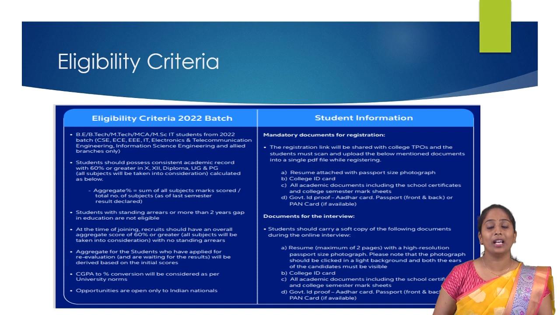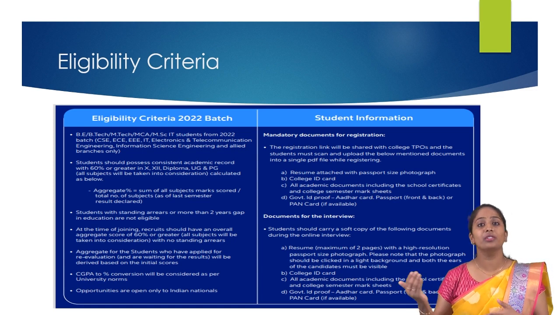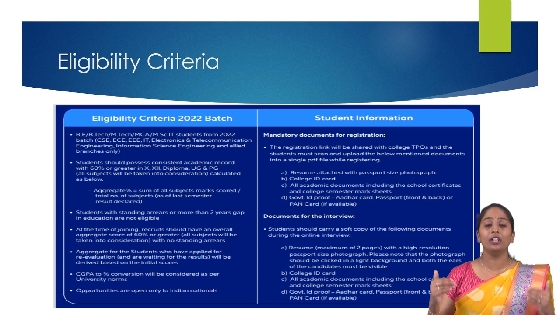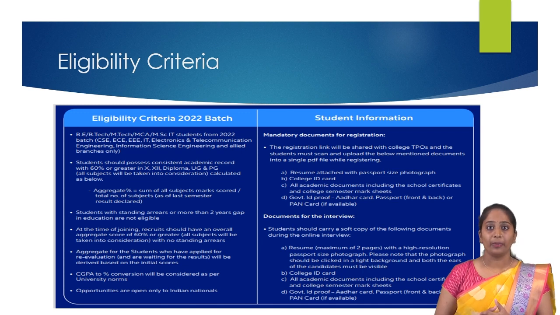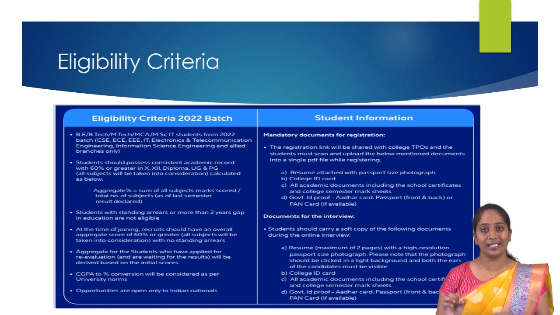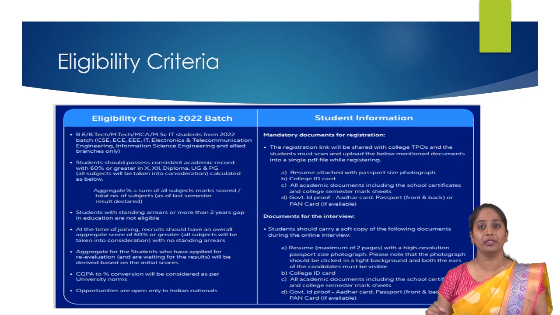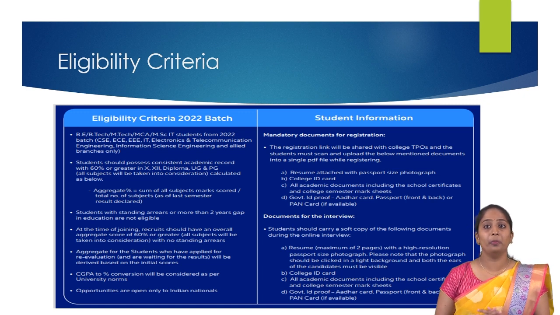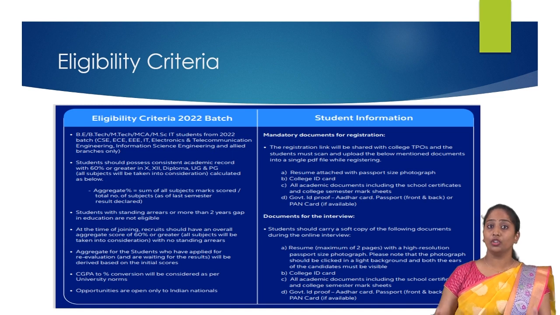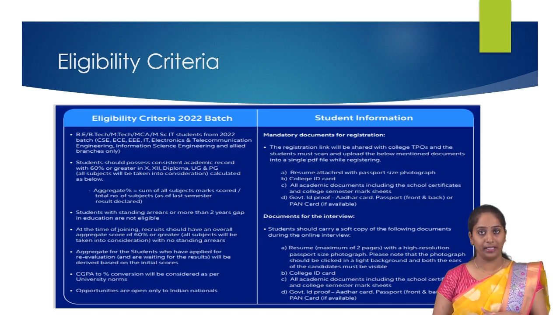In the sense, whatever percentage they are maintaining till the last semester should be equal to 60%. And CGPA conversion they consider as per your university. For example, if your CGPA is 6 out of 10, it gives you 60%. So depending on the conversion of your university, that conversion will be considered by Cognizant. You have to maintain 60% when you are applying for Cognizant, and this opportunity is available only for Indian students. So this is all about the eligibility criteria.